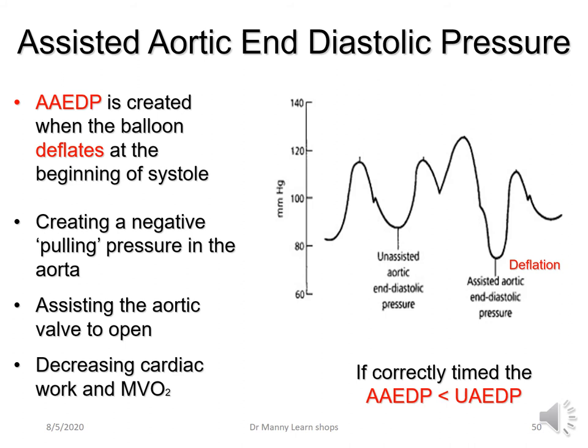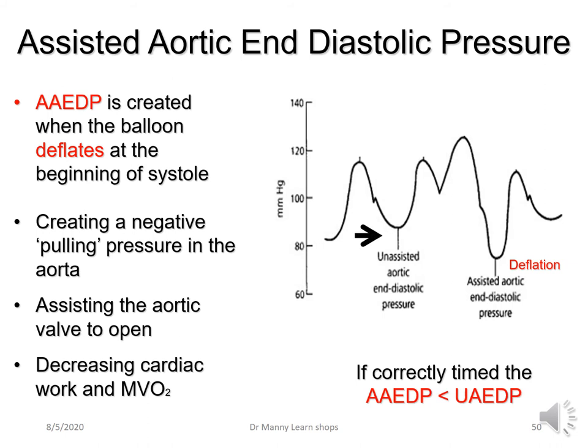And the AAEDP is created when the balloon deflates at the beginning of systole. And theoretically, it creates a negative pressure, a pulling pressure in the aorta. And this assists the aortic valve to open as long as the catheter is in the right place. And therefore, this decreases cardiac workload and myocardial oxygen demands. If you look at the diagram, if it's correctly timed, the assisted aortic end-diastolic pressure should be less than the unassisted aortic end-diastolic pressure. This decreases workload. This tells you that the balloon should be decreasing the effort required by the left ventricle to open the aortic valve.